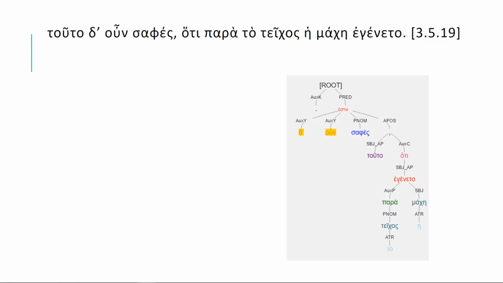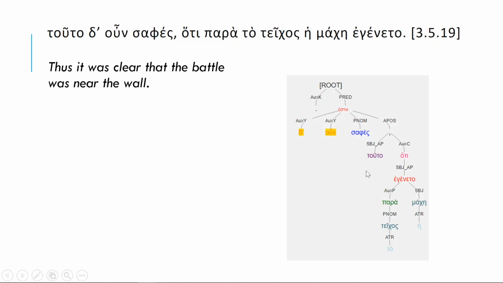Then we get sentences like this, which are impersonal. The main sentence is "this, then, is clear." This is clear. But again, it's a kind of a redundancy. What is clear? The fact that this is not a comparison, by the way. This is just a clause I want to talk about. It's a kind of a substantive clause, so I should have talked about it earlier. The fact that the battle was near the wall is clear.